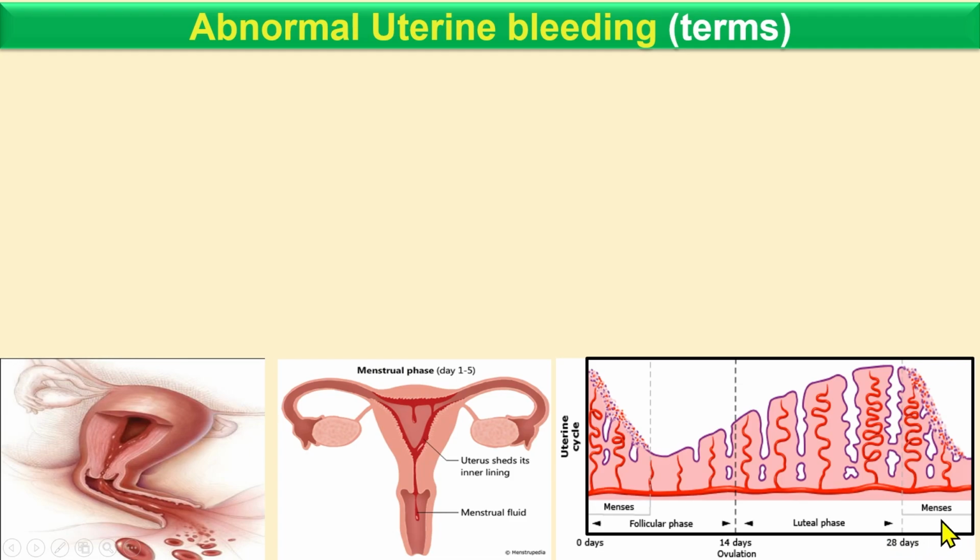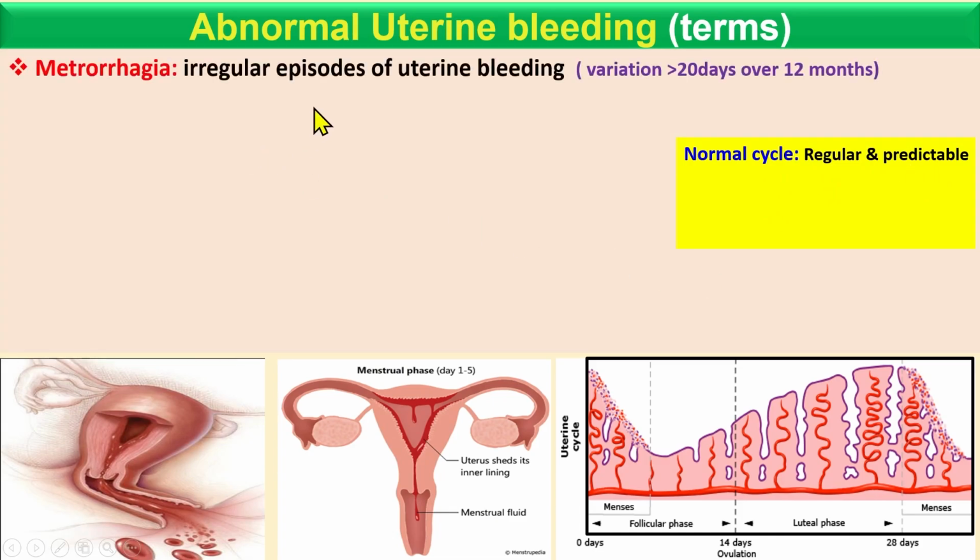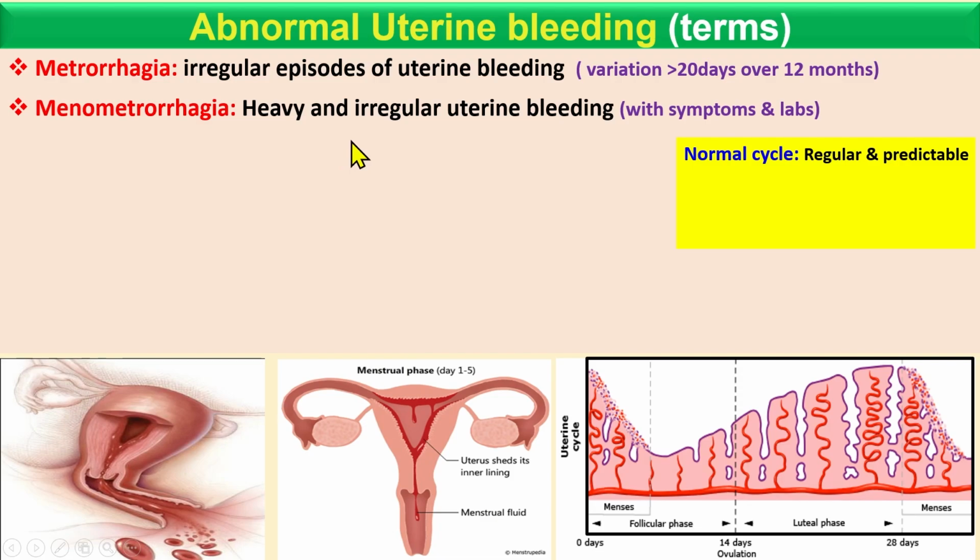So what is the normal characteristic of the menstrual cycle? Number one, it should be regular and predictable. Okay, if it's an irregular episode of uterine bleeding over 12 months, it is known as metrorrhagia. If it's irregular and also heavy menstrual bleeding, it is known as menometrorrhagia. When there is heavy bleeding, it's associated with signs and symptoms and labs.